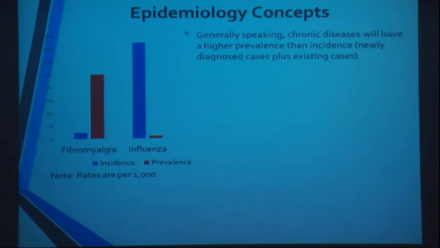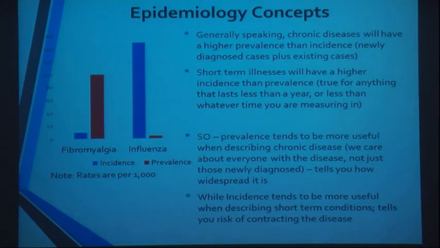And the difference here is whether we're talking about a chronic condition or an acute condition. Anything that lasts less than a year will have a higher incidence than prevalence. So it tends to be that prevalence is more useful when we're describing chronic disease, so we care about everybody with the disease, not just the newly diagnosed, while incidence is much more useful when we're talking about a short-term condition. So in public health, when we talk about flu, when we talk about Zika, some of these other things, you're going to see incidence statistics. So that's the difference and why.